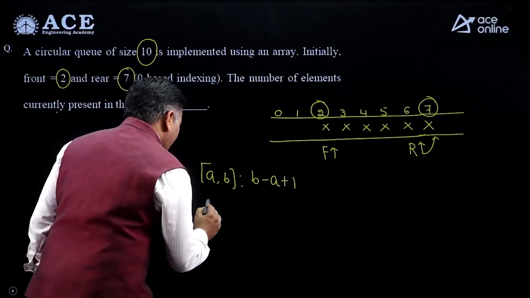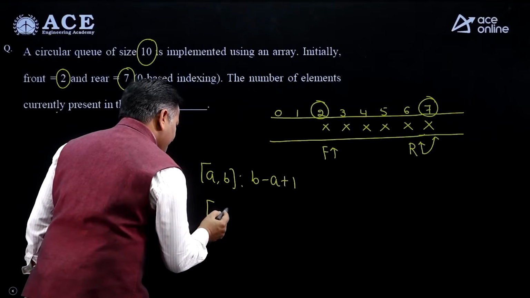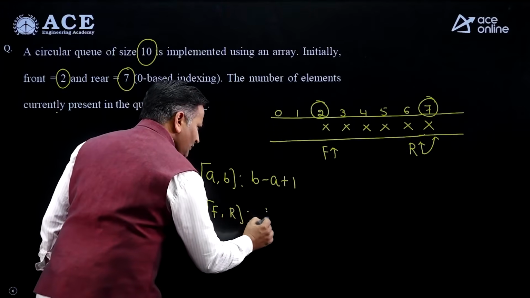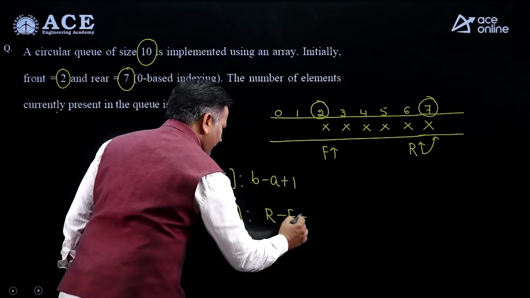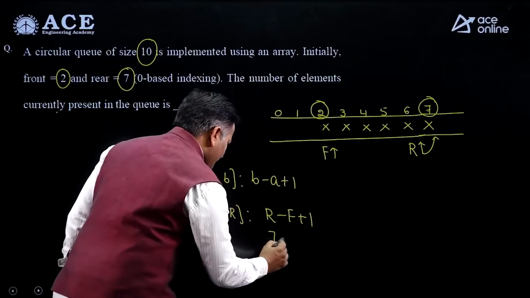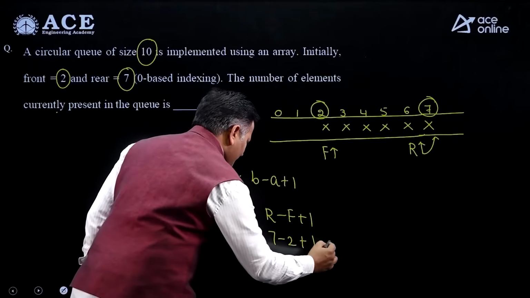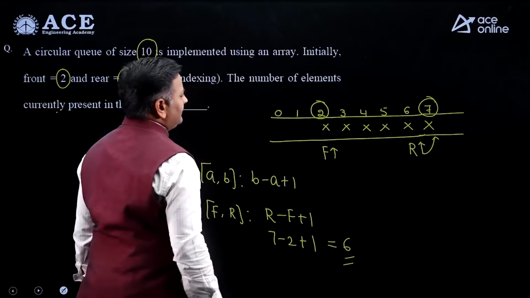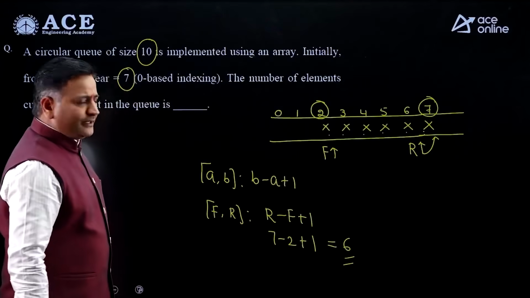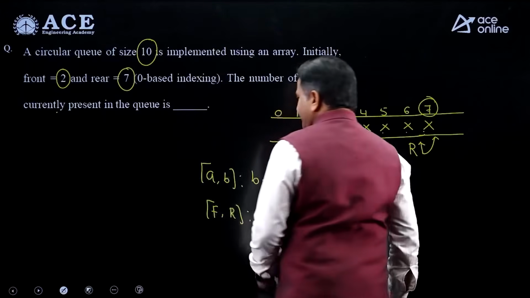So the formula is, number of elements in the range front to rear is equal to rear minus front plus 1, which is equal to 7 minus 2 plus 1, which equals 6 elements. So clearly we have 6 elements present in the queue. Is it clear, friends? So the answer to this question is 6.